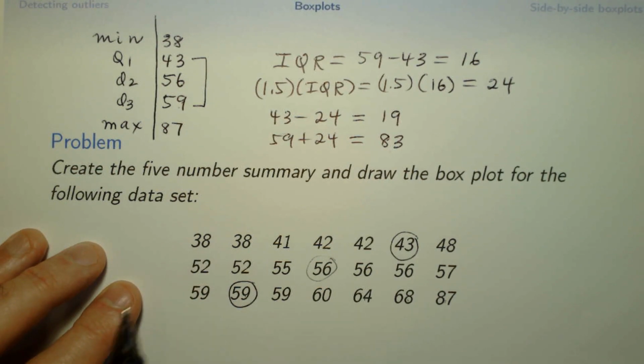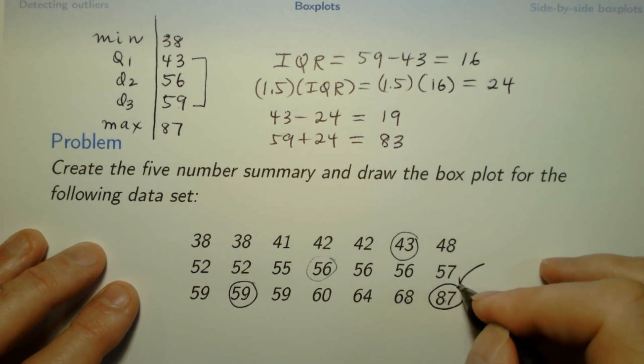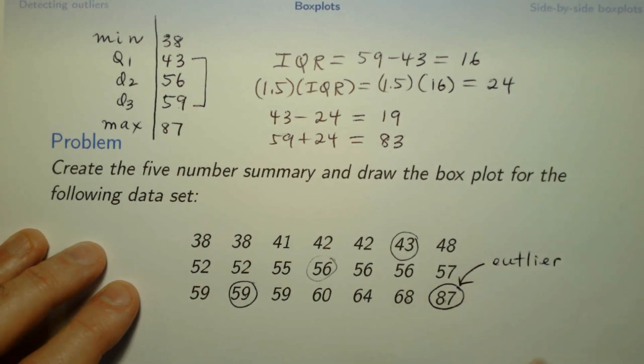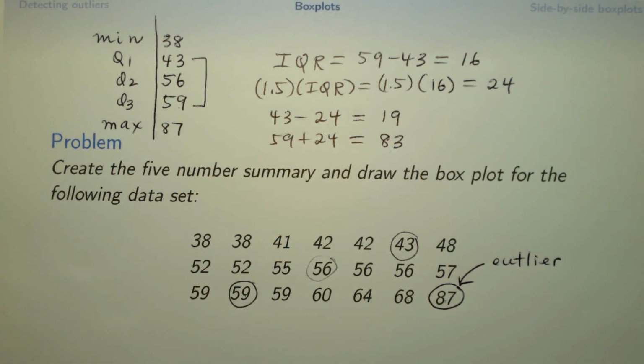We don't have anything less than 19, but we do have one element that's exceeding the upper cutoff of 83. So 87 is in fact going to be an outlier. And when we draw our box plot for this data, we're going to want to make sure we indicate that. We're going to use an asterisk to indicate that that value is sitting far away from, or is outlying from, the rest of the data.